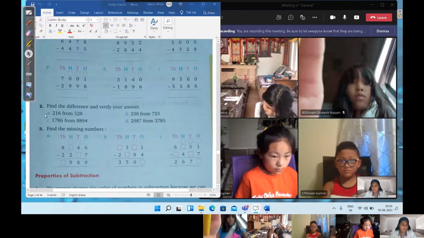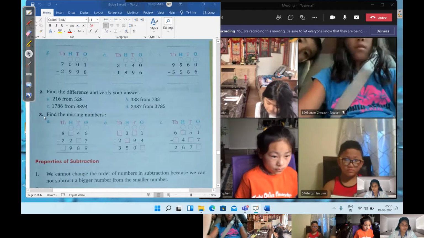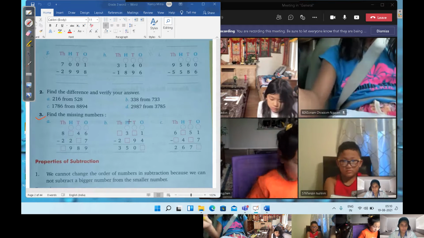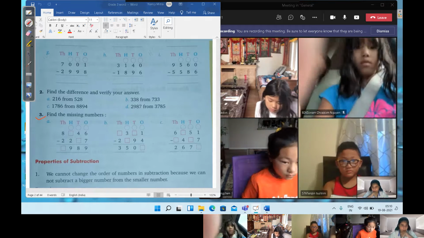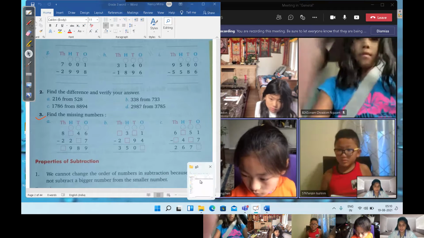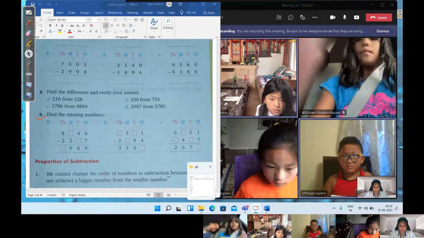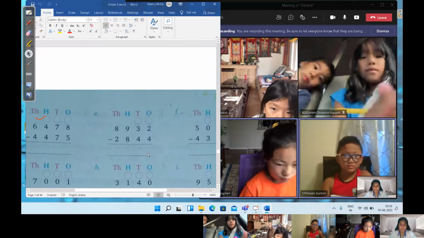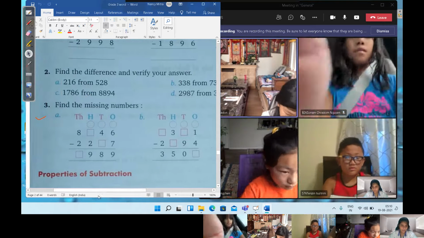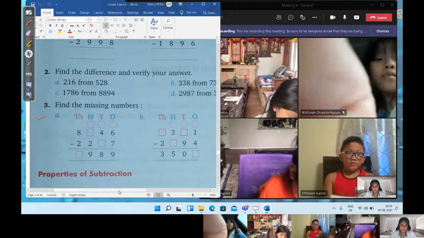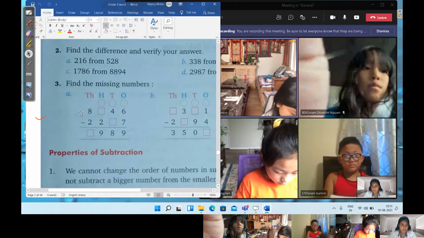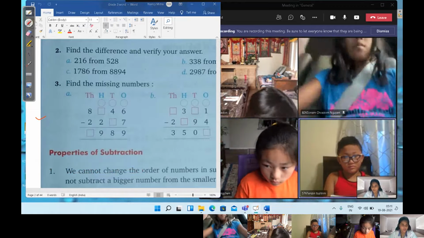Here is something for you. Can you solve the missing number of the subtraction? You can see here question number 3 says find the missing number. Okay, let's solve. Find the missing numbers. 576. Can you solve this? Before anything, I will tell you one example. Then I will give you a second example for you to solve. Let's solve the third question first.